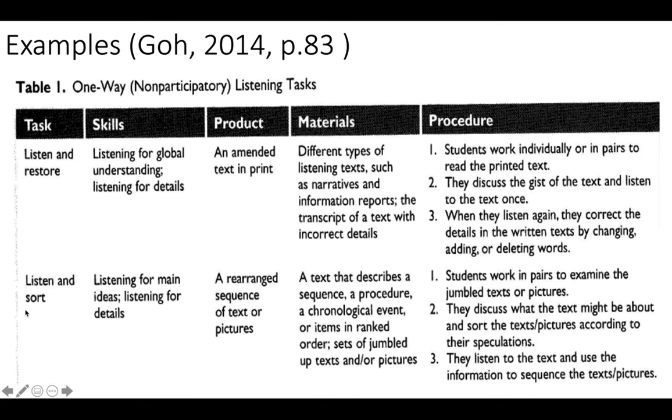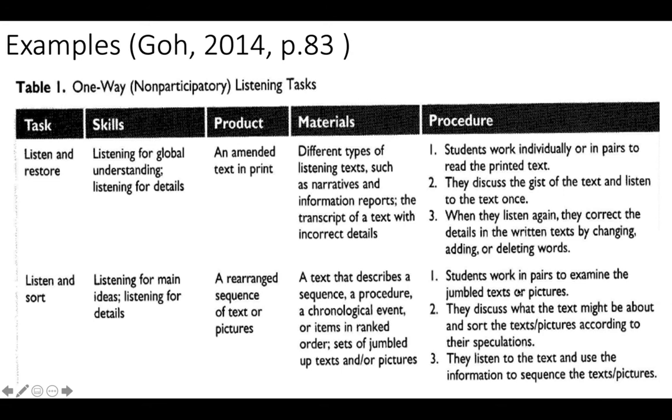And the second one that they can do is listen and sort. The skills that they work with here are listening for main ideas and listening for details, all right? And the product is a rearranged sequence of text or pictures. So what are the materials that you can use here? A text that describes a sequence, a procedure, a chronological event, and items in ranked order, and sets of jumbled texts and/or pictures.